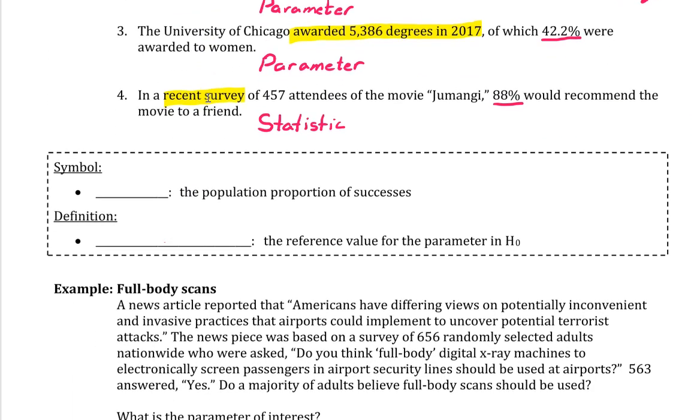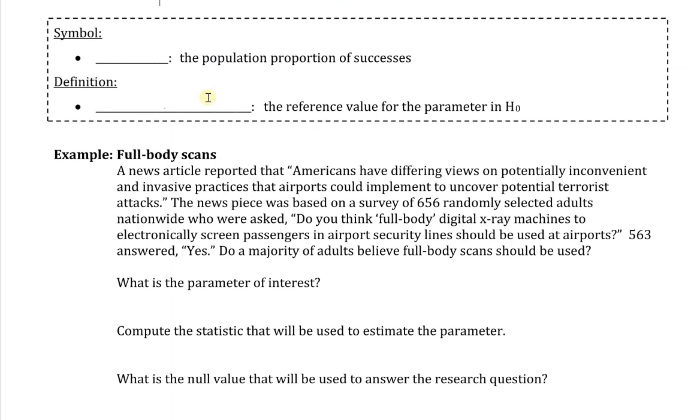Now, in this section, we are going to be interested in describing a population proportion. The symbol that we use to represent a population proportion is P. We are also going to be interested in looking at hypothesis tests, in which case we need to use a reference value for the parameter in our null hypothesis. We will refer to this reference value as your null value.